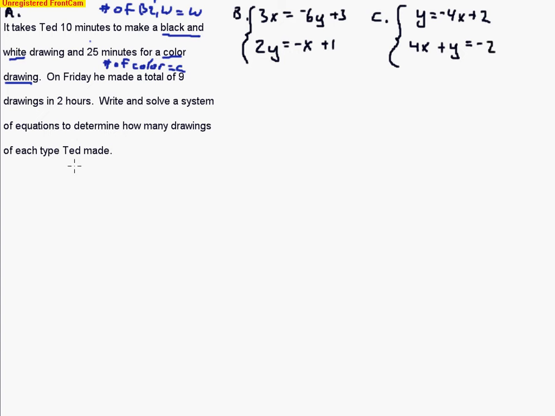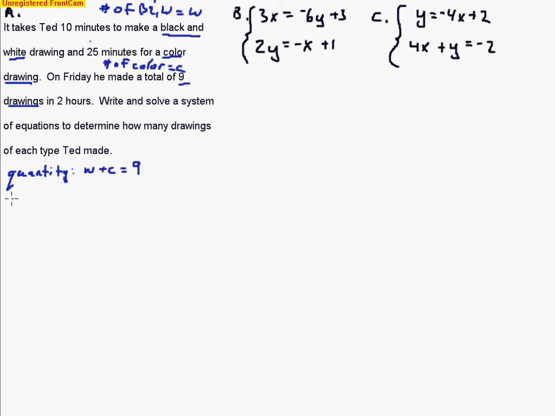So now we're going to set up 2 different equations. We've got what we call a quantity equation, and the quantity equation is the number of drawings Ted made in this case. We don't know the number of black and white drawings. We don't know the number of color drawings, but if we add those 2 numbers together, we do know that number is 9 because he made 9 drawings, it says.